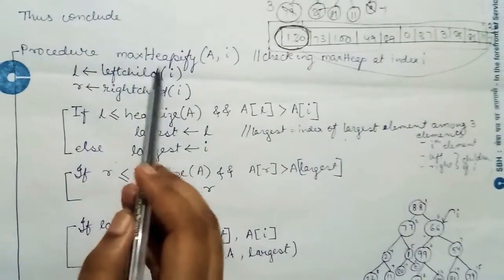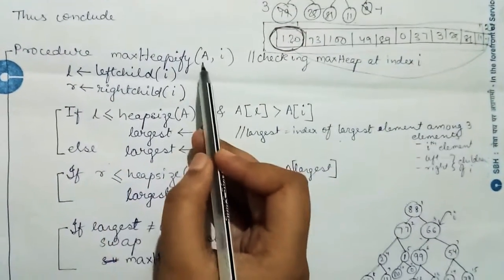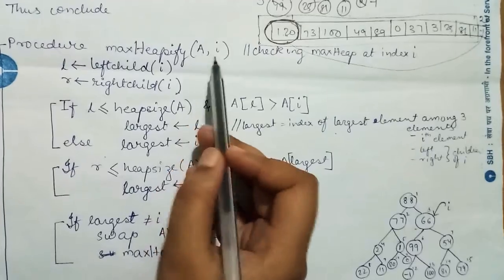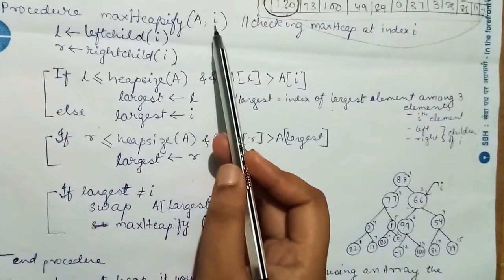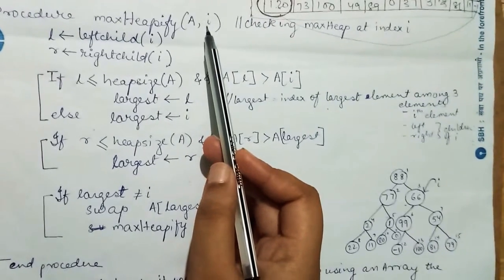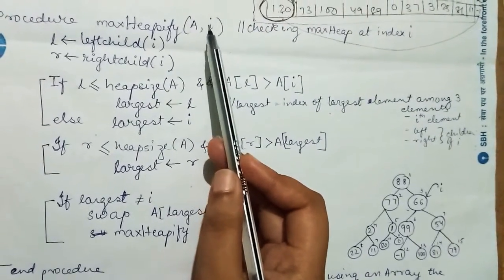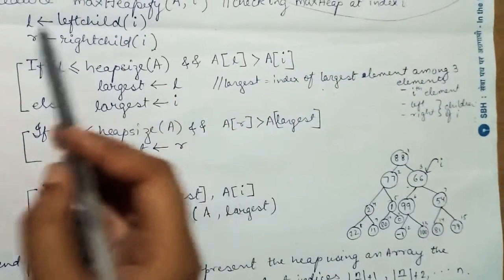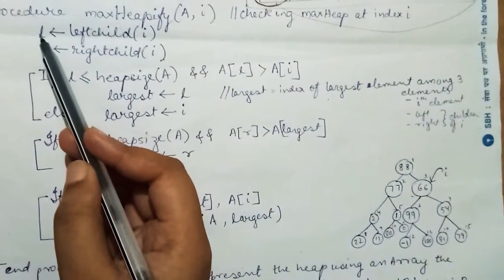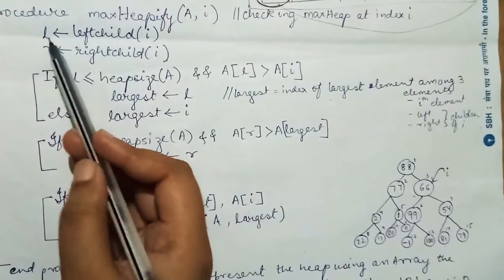Here is the procedure maxHeapify. It has two parameters: the array A and the index I at which we are checking whether that is a max heap or not. For the index I, we will extract the left child and the right child as L and R.